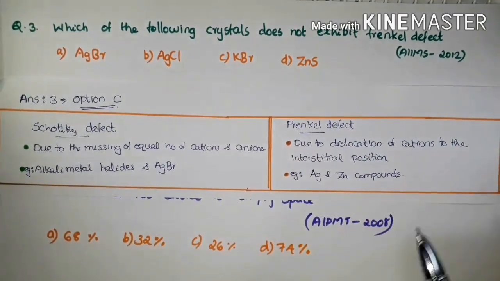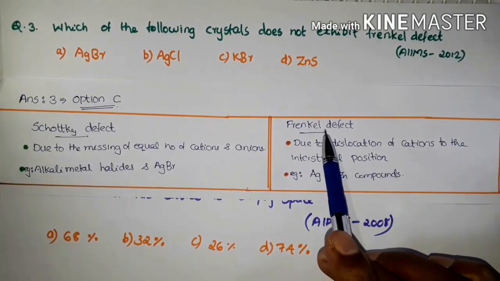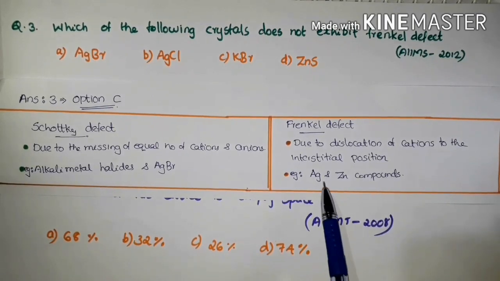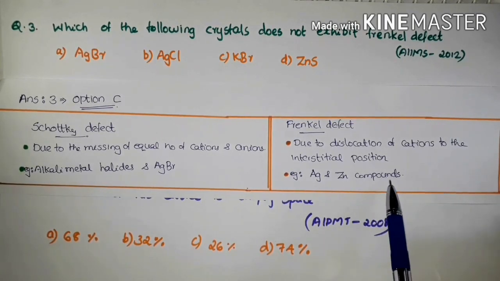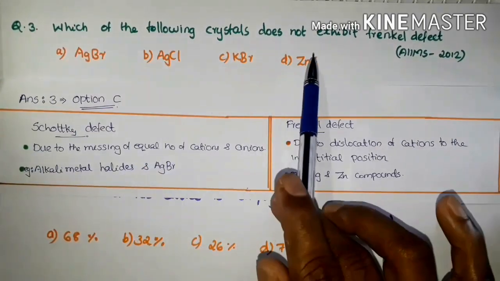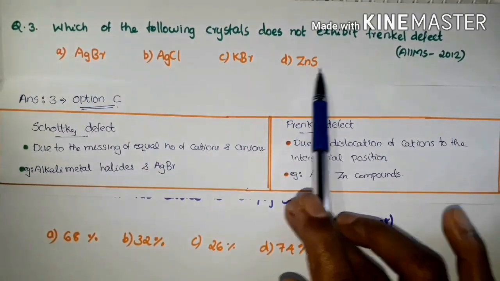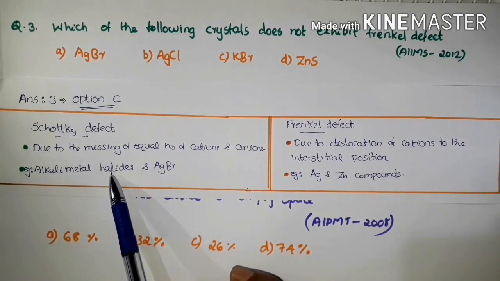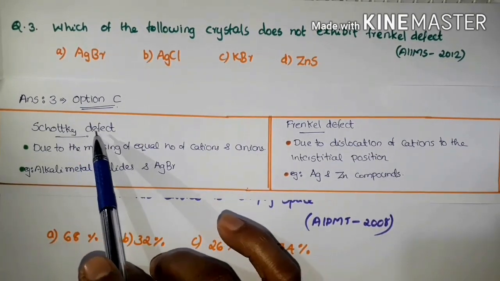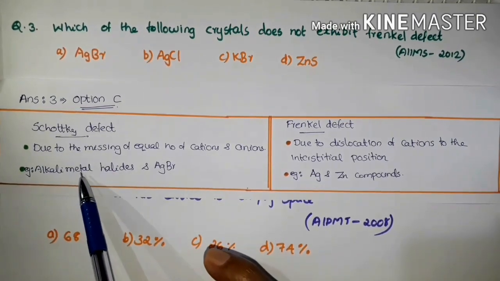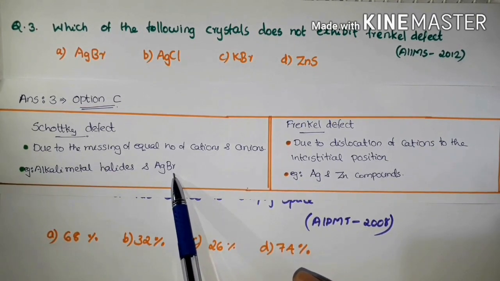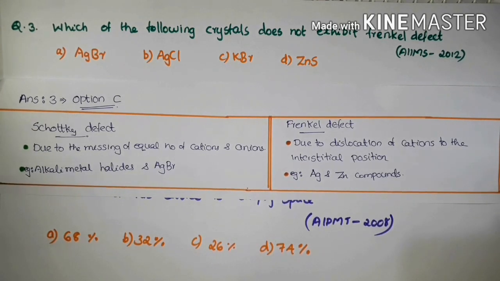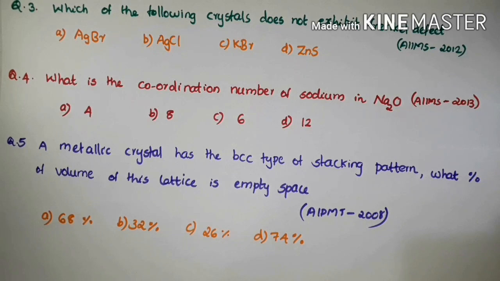If a crystal shows Frenkel defect, that may be mainly due to dislocation of cations to the interstitial position. Examples are silver and zinc compounds. So AgBr, AgCl, ZnS, silver and zinc compounds, show Frenkel defect. But KBr is an alkali metal halide. Alkali metal halides generally show Schottky defect. Schottky defect examples are alkali metal halides and AgBr. Schottky defect generally occurs due to the missing of equal numbers of cations and anions. AgBr shows both.